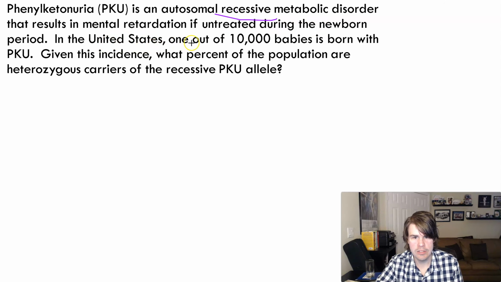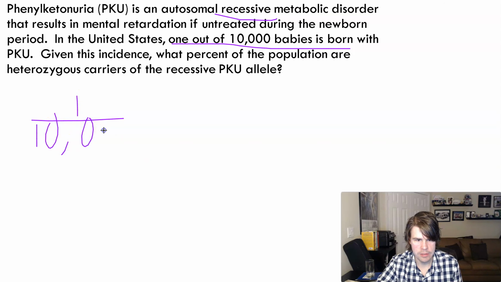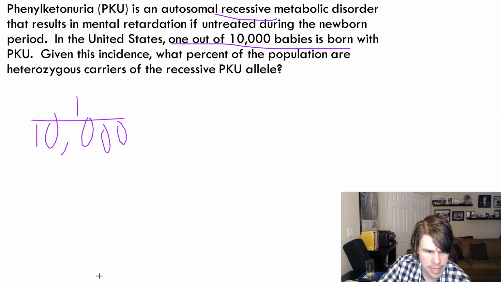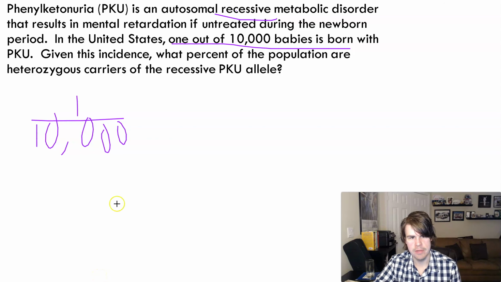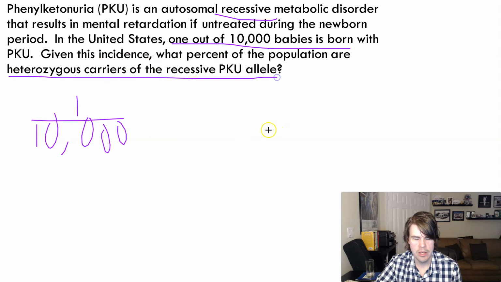In the United States, 1 out of 10,000 babies is born with it. Okay, so that's a fraction, right? 1 out of 10,000 babies. Okay, given this incidence, what percent of the population are heterozygous carriers of the disease?